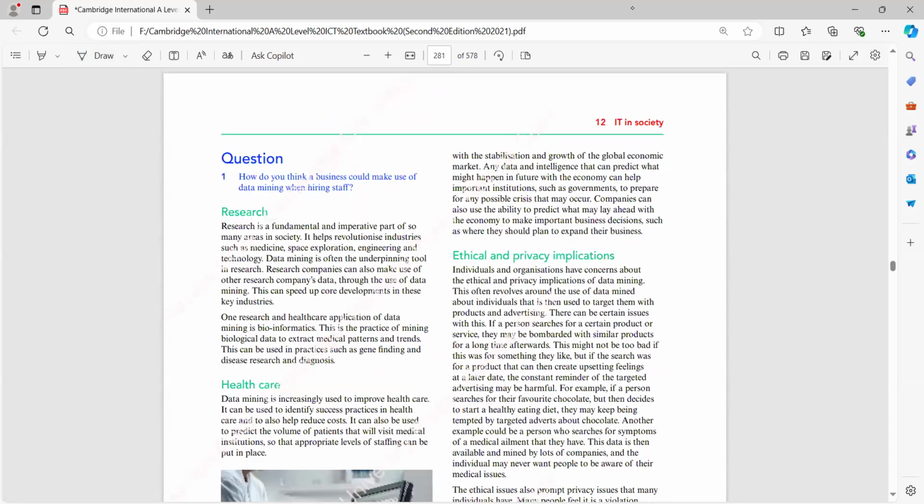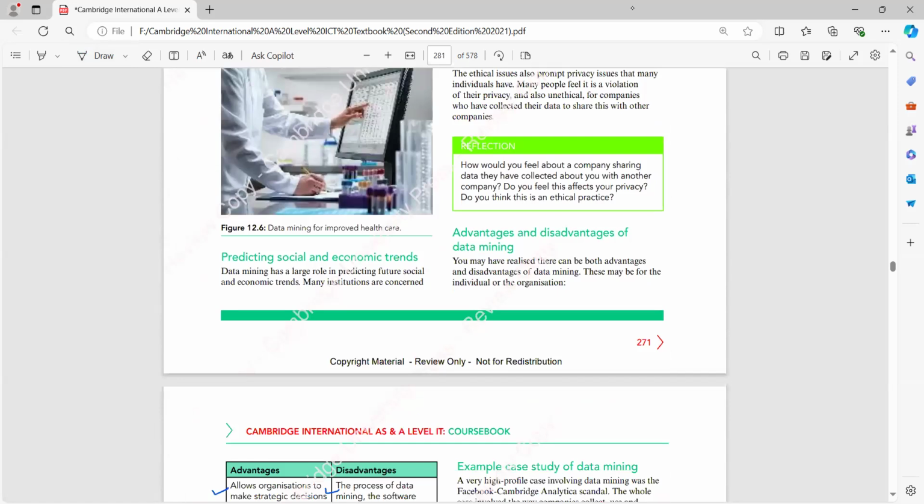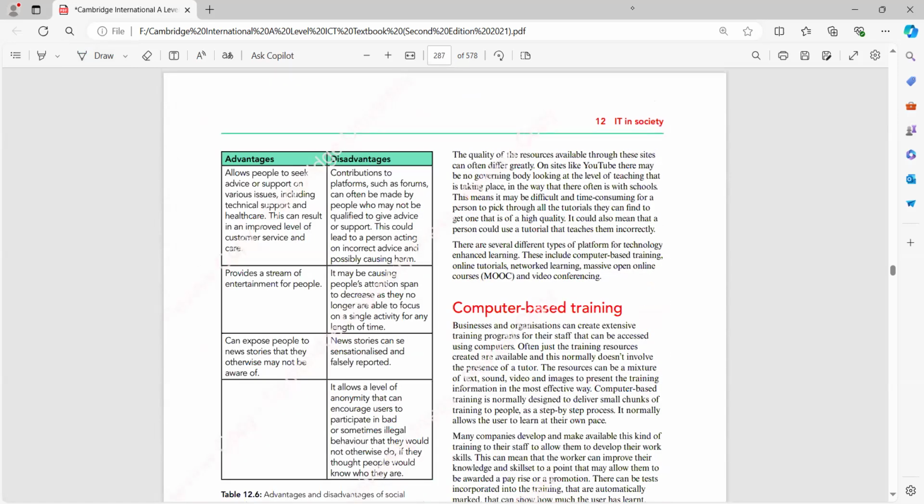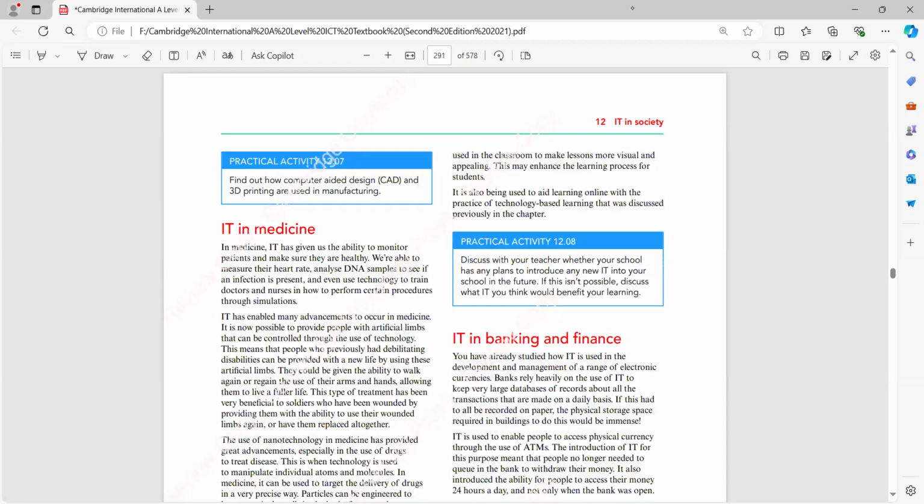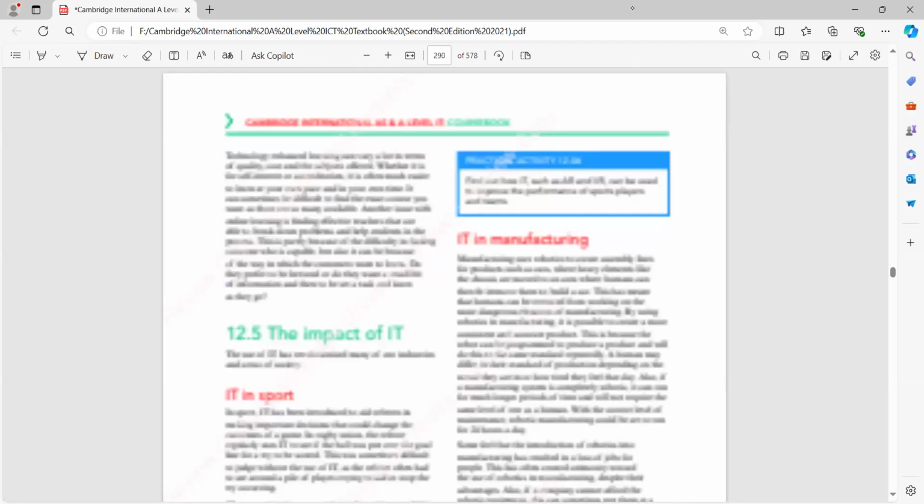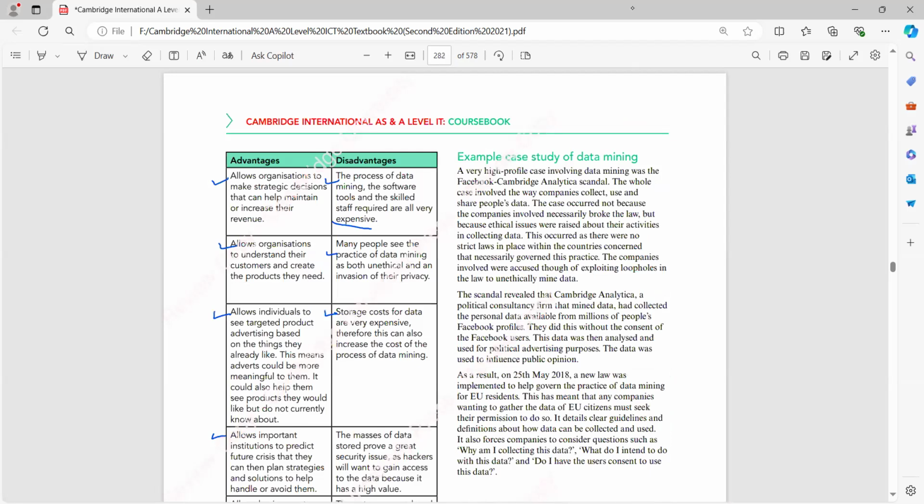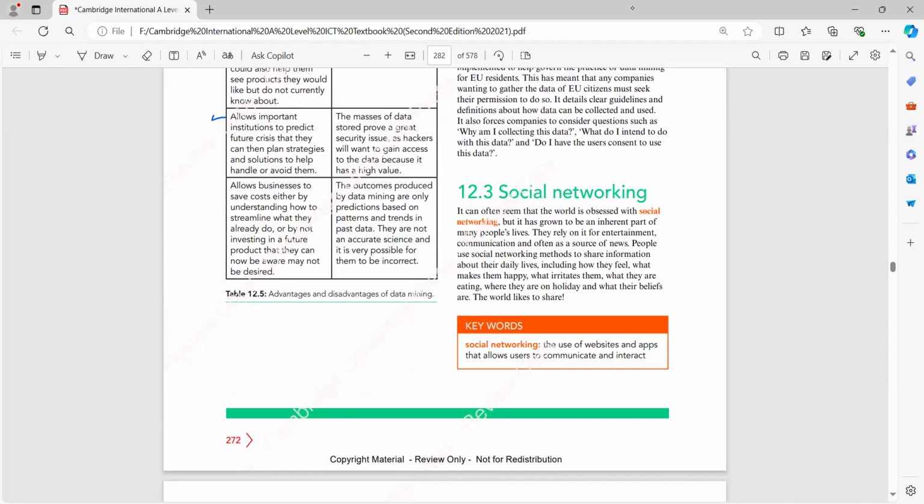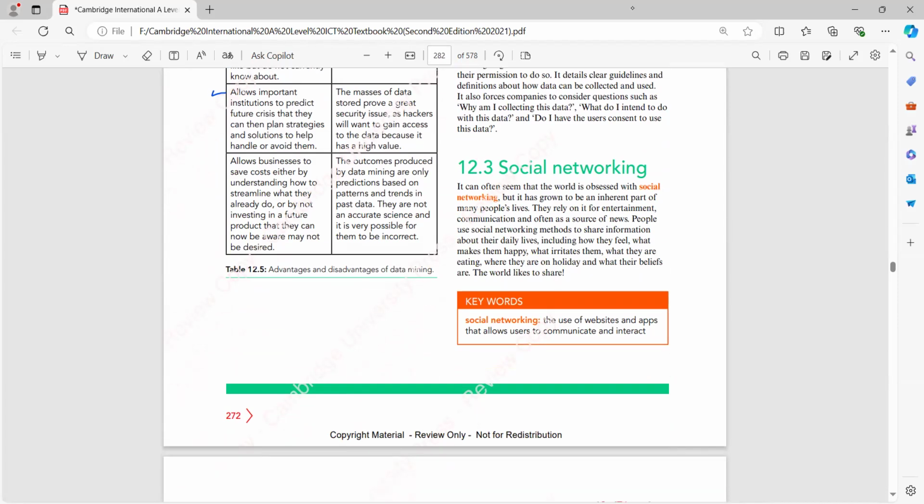The next item we have is social networking that we will be discussing today. When it comes to social networking, it is quite an interesting one. You can see social networking applications all around you, like the use of websites or applications, allowing the user to communicate and interact with you. This is what is to be understood by social networking.